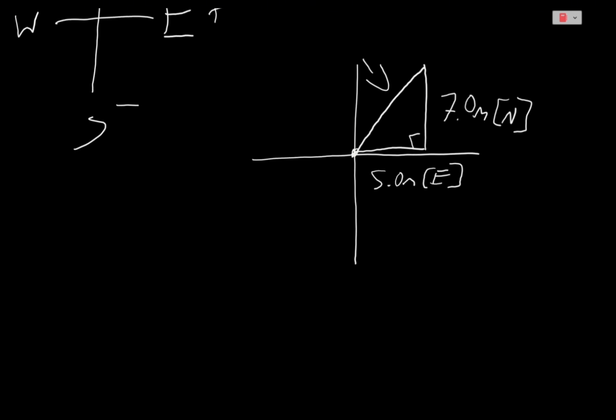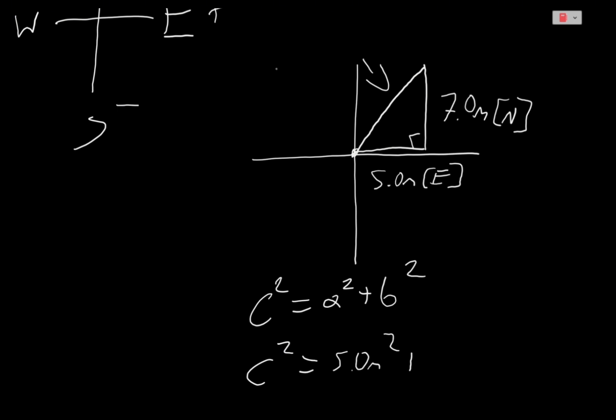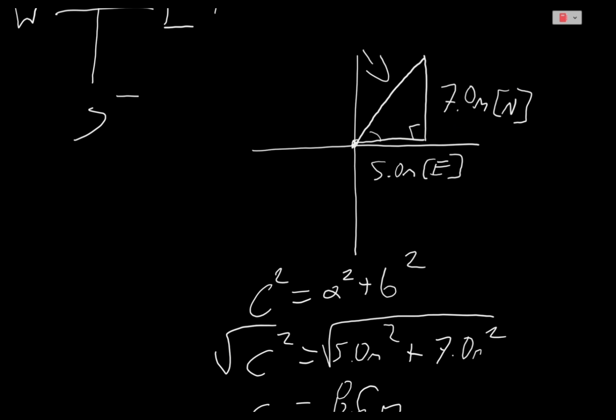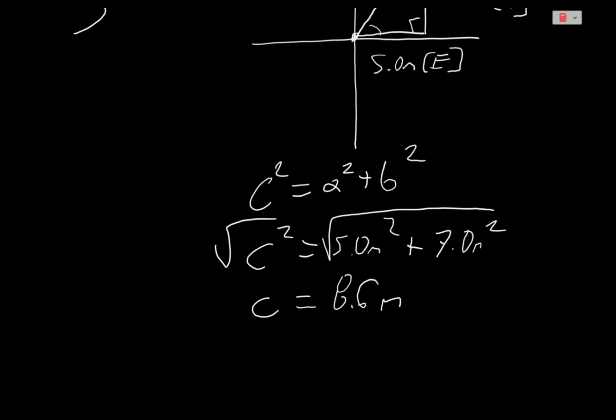And as we know, c squared equals a squared plus b squared. So plugging in these values, 5.0 meters squared plus 7.0 meters squared, and then taking the square root, we should get about 8.6 meters. However, this is not our final answer. We still need to figure out the angle at which we left from.